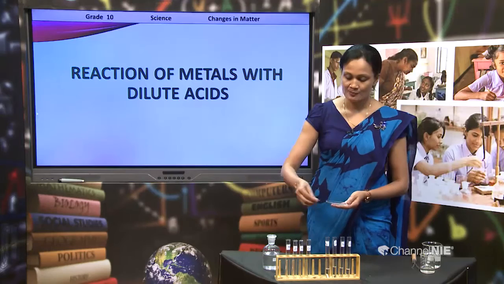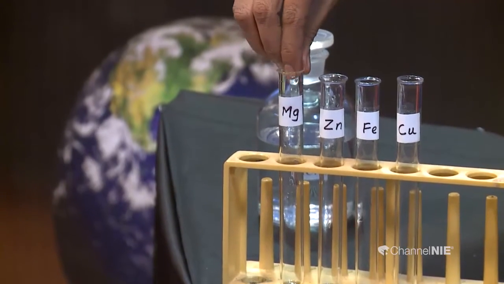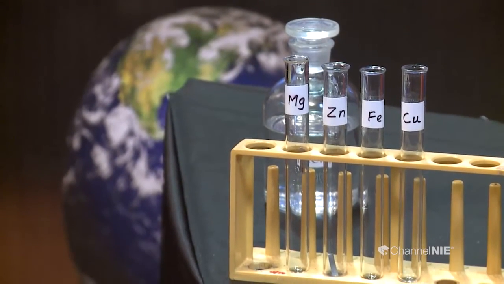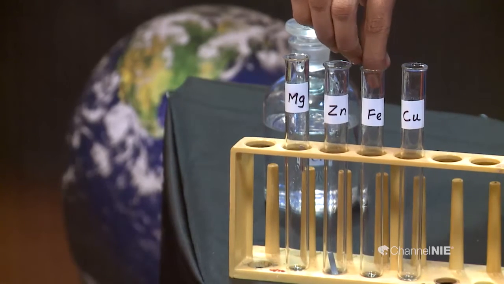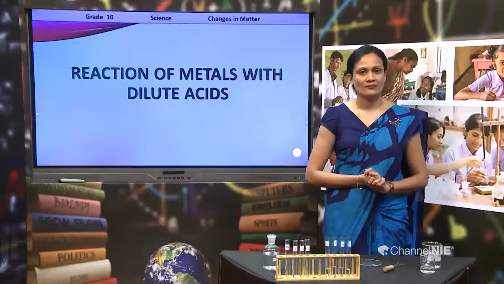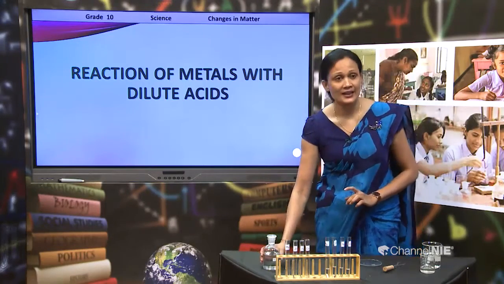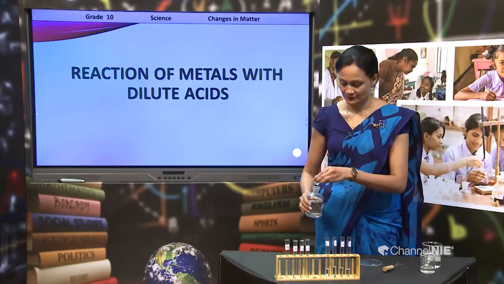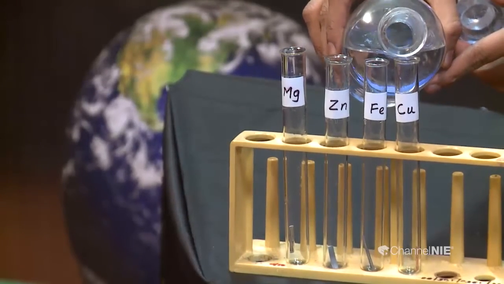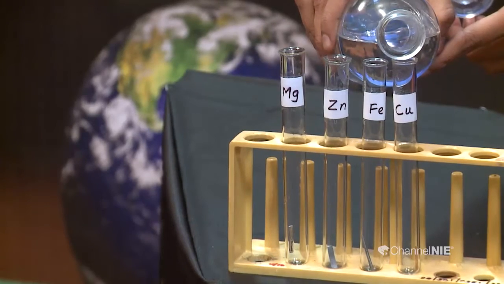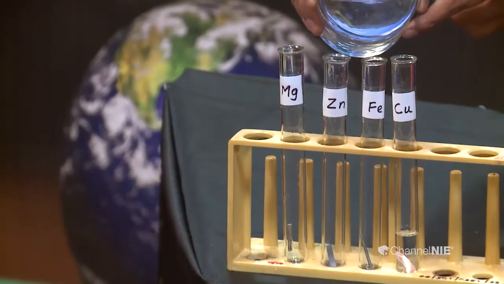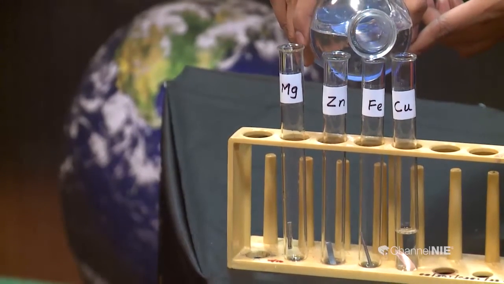Now I am going to add these metals into those 4 test tubes. First magnesium, then zinc, after that iron, finally copper. Now I am going to add hydrochloric acid into those 4 test tubes containing metals. I am starting from copper. Children, you need to observe it.